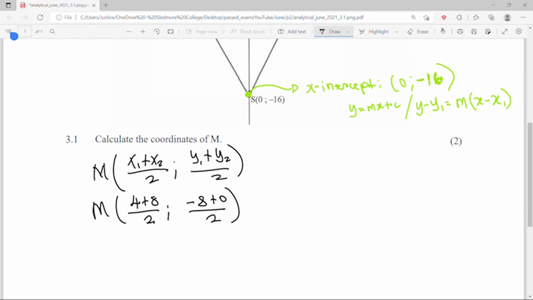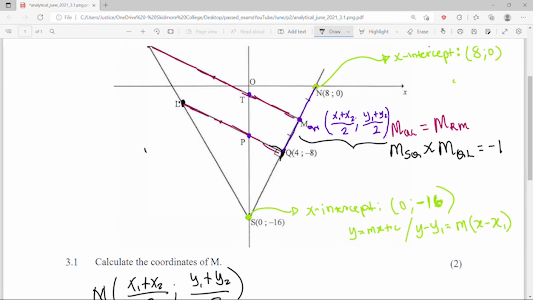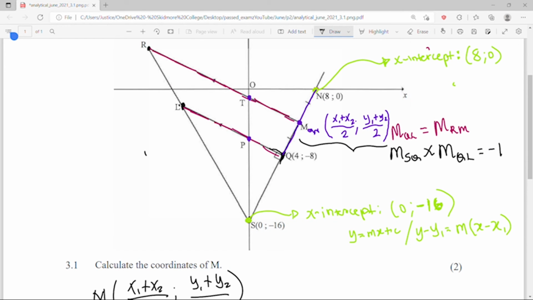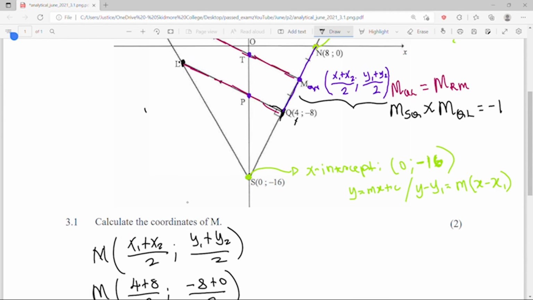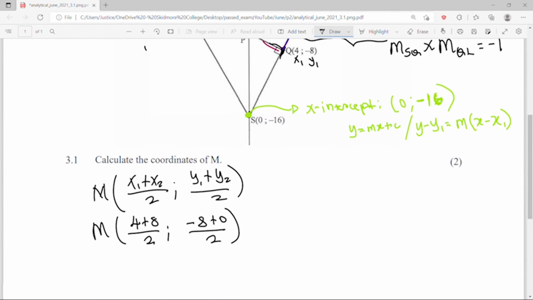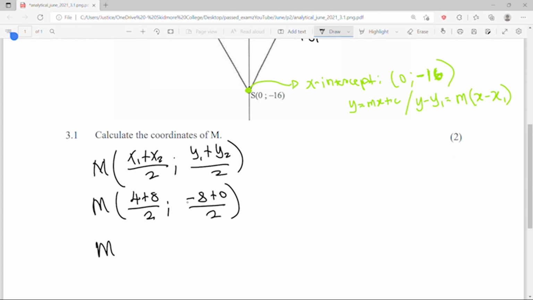Just make sure that you substitute correctly. Make sure that if you're choosing your x1 and your y1, they correspond. That means if you're going to say this is your x1, like we did, then this is supposed to be your y1. If this is your x2, this is your y2. That's how this is supposed to be. And then your answer is going to be M is (6, -4), and that is your answer.